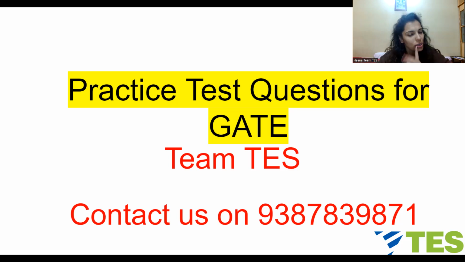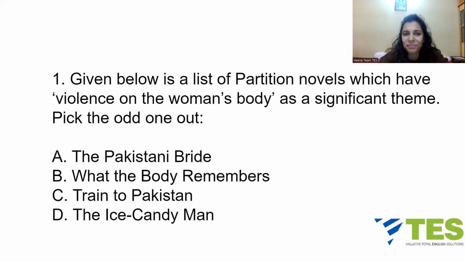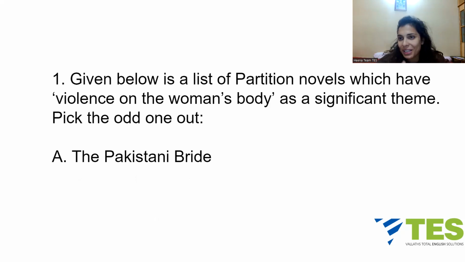Well, the first question on your screen. Given below is a list of partition novels which have violence on the woman's body as a significant theme. Pick the odd one out. Your options are A. The Pakistani Bride, B. What the Body Remembers, C. Train to Pakistan, or D. The Ice Candy Man. Can you tell me that partition novel whose significant theme is not violence on the woman's body? Okay. Well, the answer is A, The Pakistani Bride.